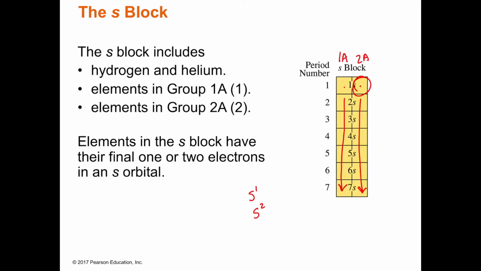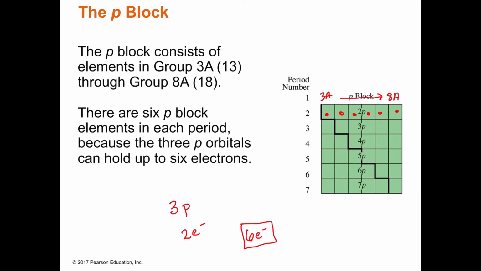If we go back to the S block for a minute, there is only 1 s orbital, and each orbital can hold 2 electrons. So there are a total of 2 electrons that can go in the s orbitals, and we can see that by 1, 2 across.